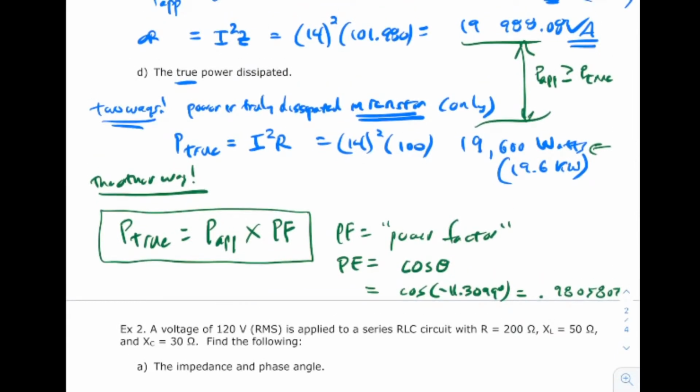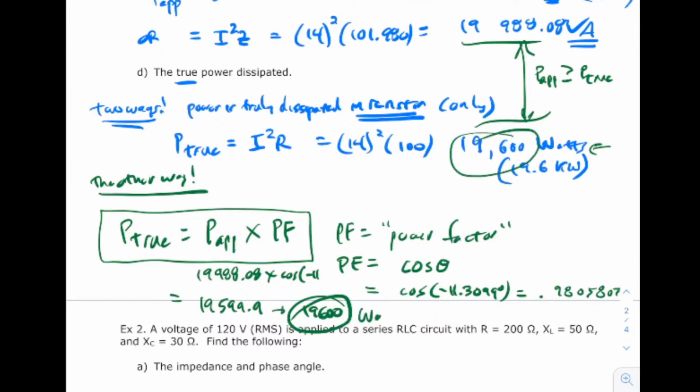But while it's sitting there on my calculator right now, I'll just say times. I'll put the apparent power in, 19,988.08 times the cosine of the negative 11, blah blah blah. What I'm getting here is 19,599.9. I think at this point we're going to round it up because then it's a perfect match. So these are our watts.